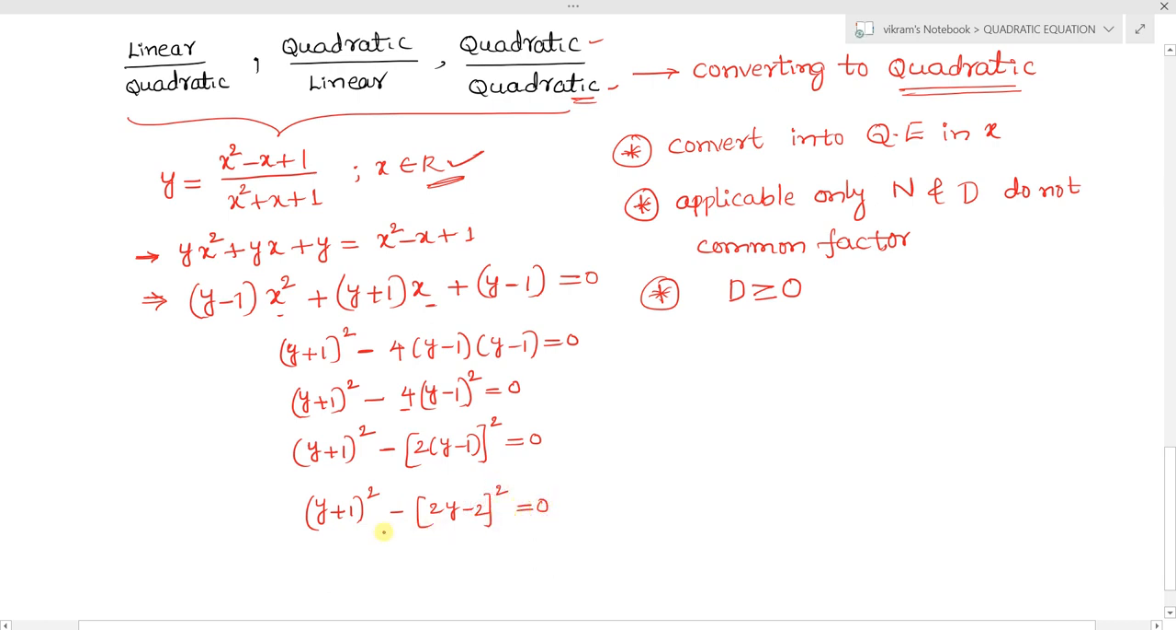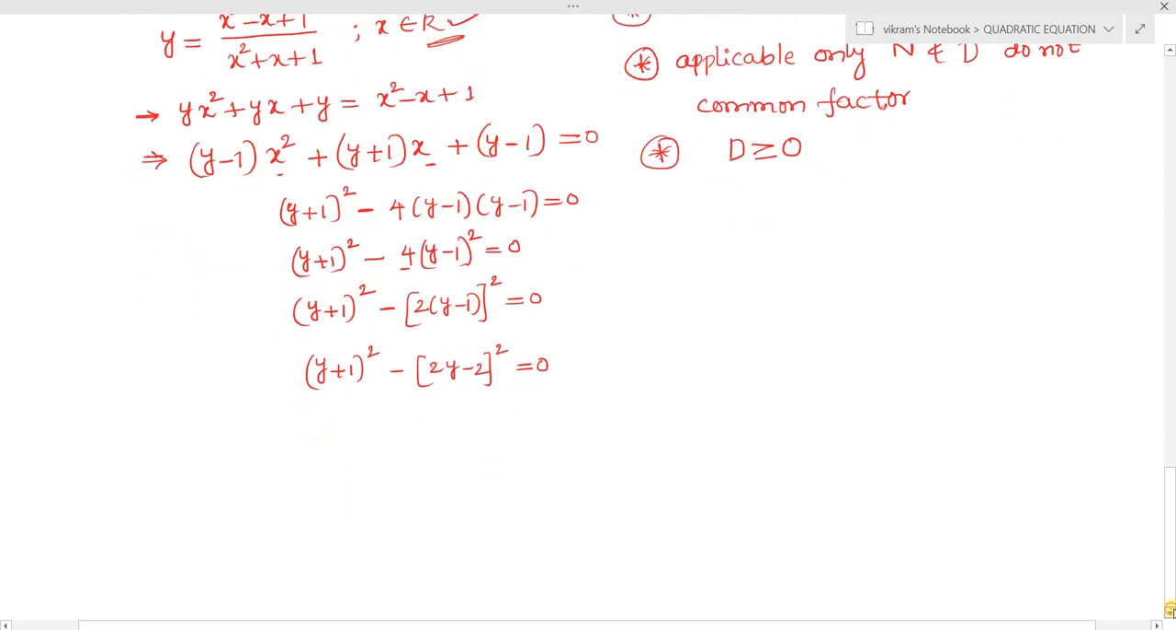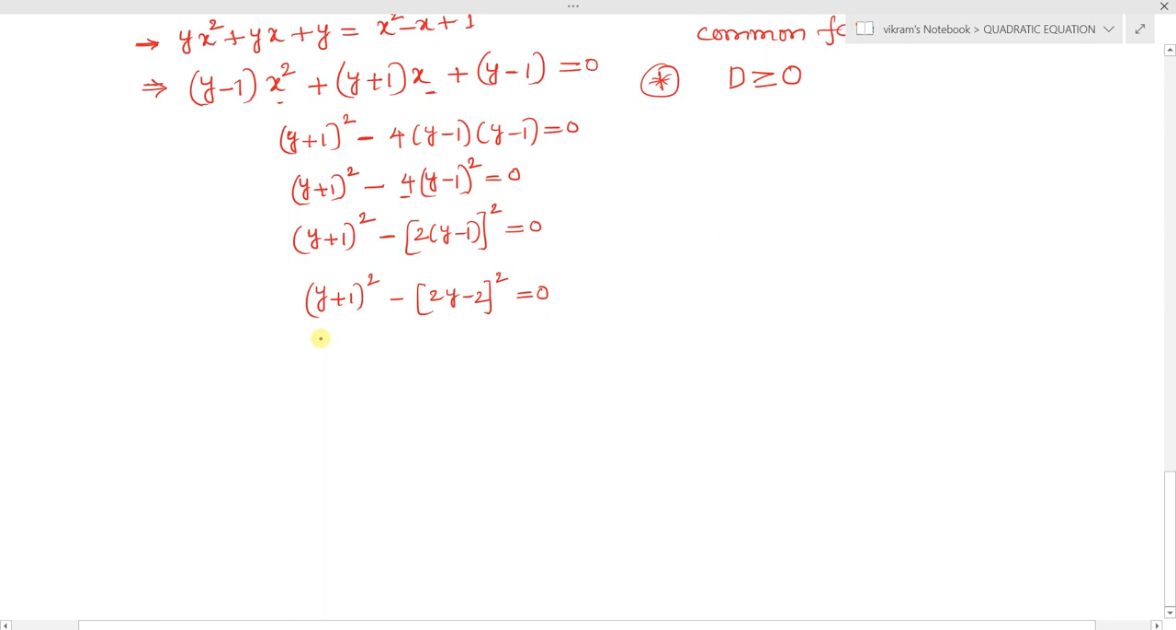Now this is in the form of a square minus b square. If it is in the form of a square minus b square, then we can write it as a plus b into a minus b, that means (y plus 1 plus 2y minus 2) into (y plus 1 minus 2y plus 2). Are you getting it, students? Just treat it as a square minus b square; we can write it as a plus b and a minus b.